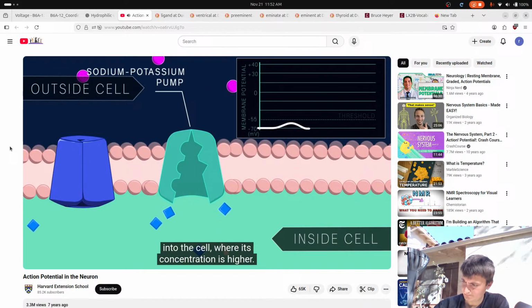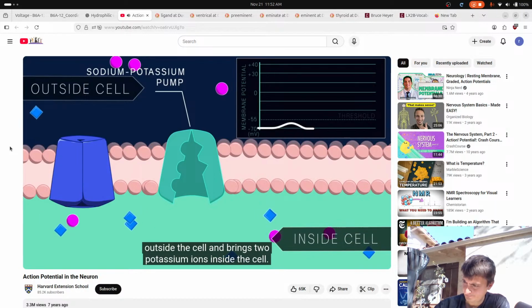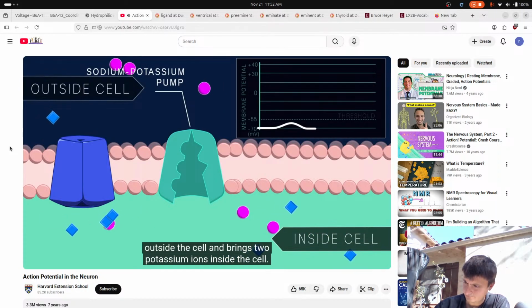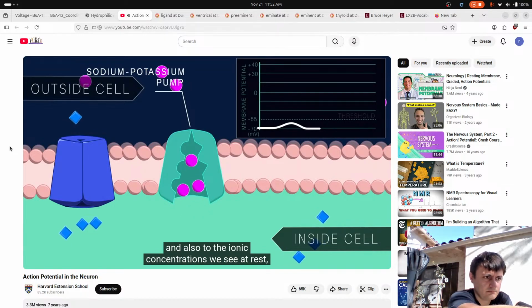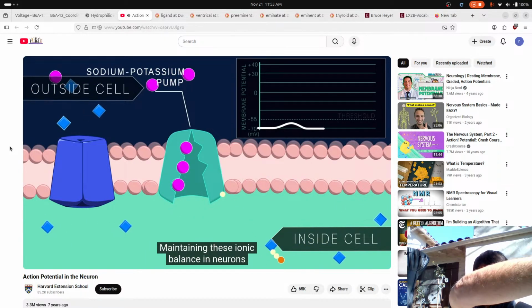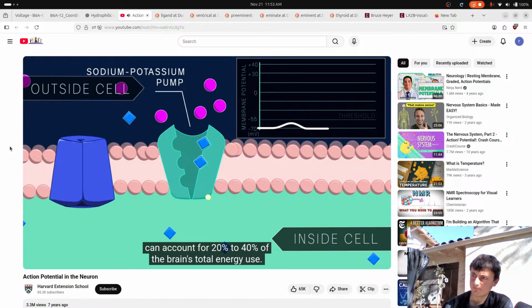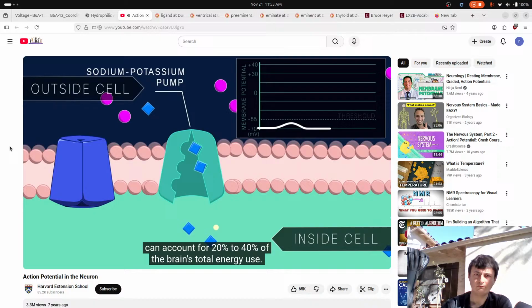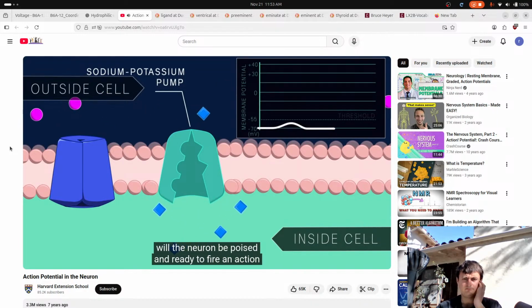One cycle of this pump transports 3 sodium ions outside the cell and brings 2 potassium ions inside the cell. This unbalanced charge transfer contributes to the separation of charge across the membrane and also to the ionic concentrations we see at rest, thus restoring the chemical and electrical gradients to their resting levels. Maintaining this ionic balance in neurons is so important that this process can account for 20 to 40% of the brain's total energy use. Only when the resting membrane potential and ion distributions are maintained at precise levels will the neuron be poised and ready to fire an action potential.